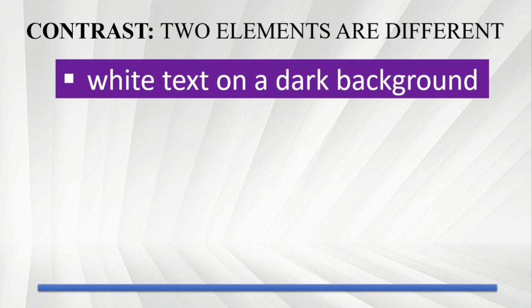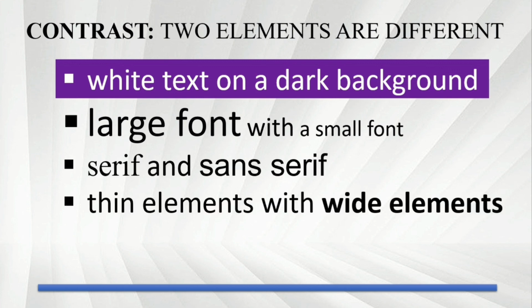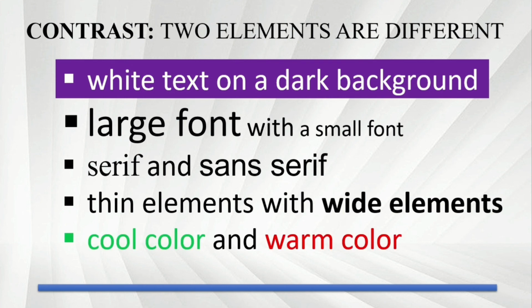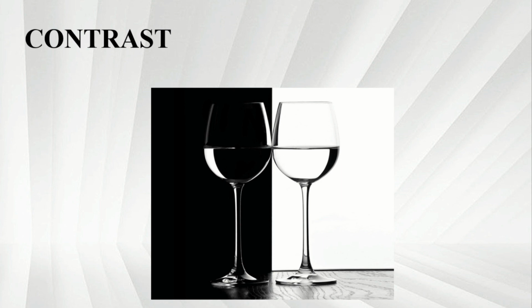Contrast can be achieved in various ways by joining the following elements: large font with a small font, serif and sans serif, thin elements with wide elements, and the combination of cool color and warm color. Take a look at this picture. Analyze it. How is contrast being achieved by these two different pictures?